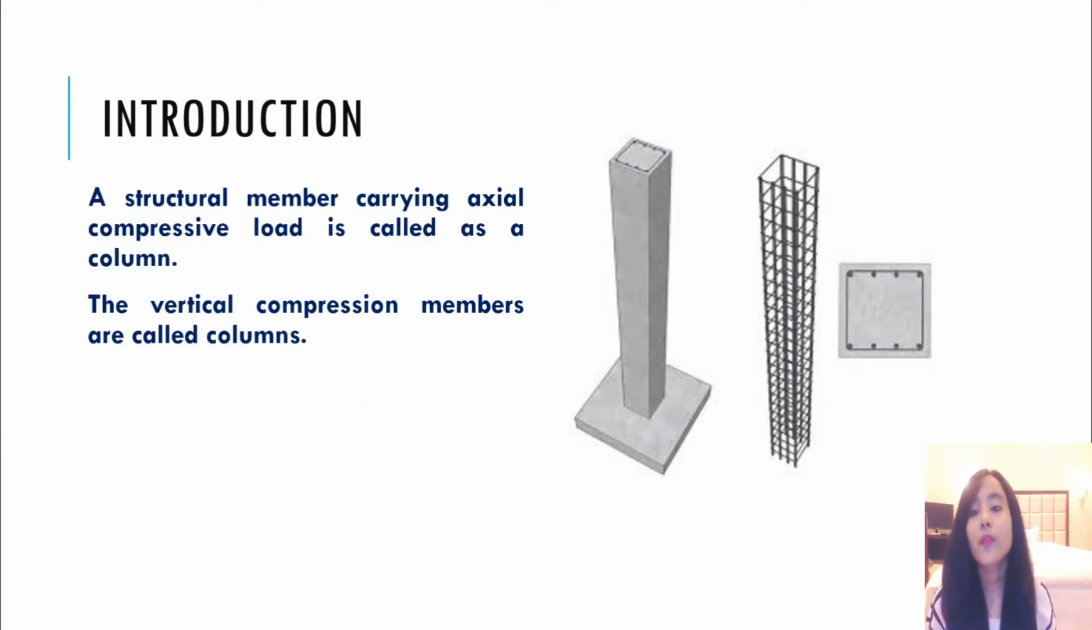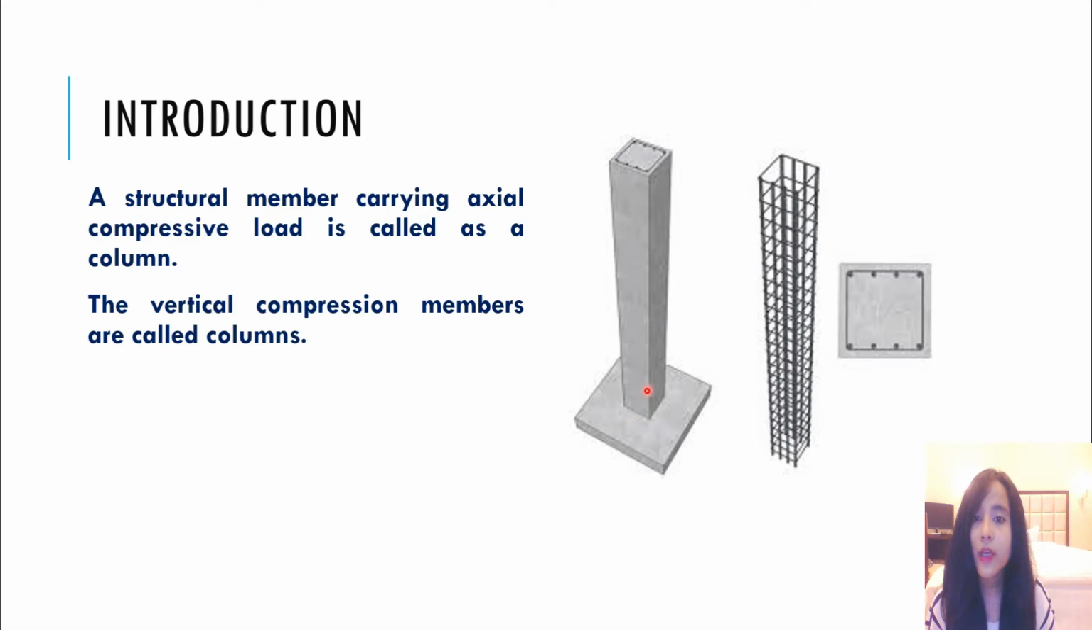So what is a column? A column is any structural member which carries an axial compressive load. If it carries an axial compressive load, this type of structural member is called a column, and this column will most of the time be under compression.